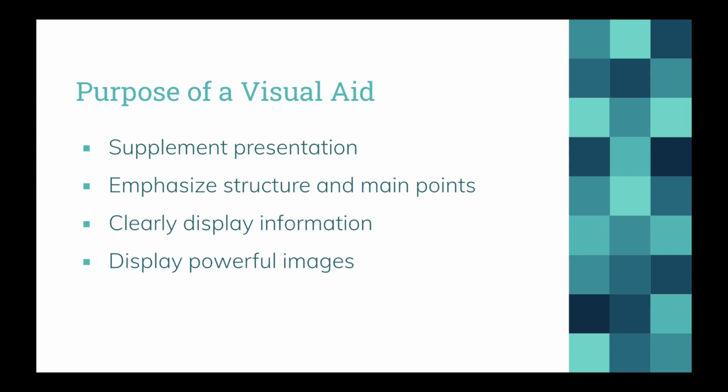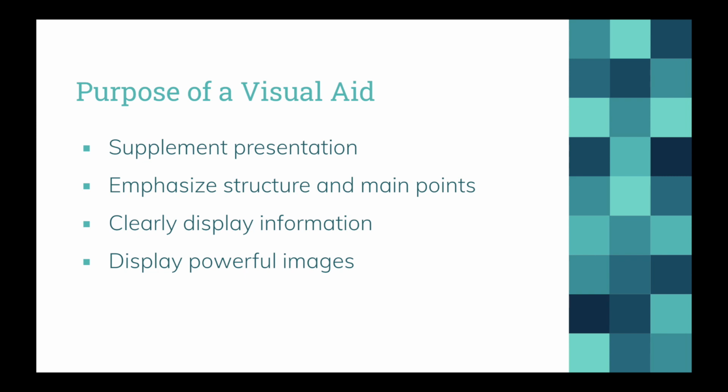If you want to make sure your visual aid does not have too much information, then you can practice your speech without the visual aid and see if it still makes sense. If it doesn't, then you might have to make some changes. Your visual aid also helps you emphasize the structure and main points of your speech. It should not include all of the details and evidence. The purpose of the visual aid is also to clearly display the information that you're trying to portray to your audience.